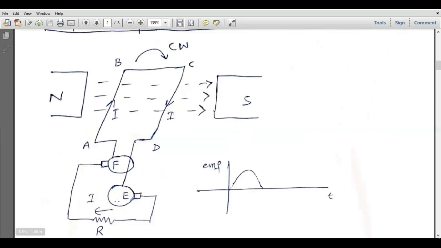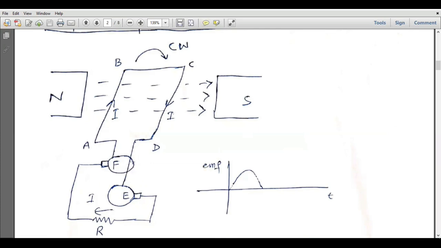There are two slip rings in this system, and the two ends of this coil are connected to the two slip rings. This is the first slip ring F, and with this slip ring we have a carbon brush. Similarly, this is the other end of the coil. It is also connected to this slip ring E, and this slip ring is connected to this carbon brush. Now these slip rings move along with the coil. As long as the coil moves, these slip rings also move, and these carbon brushes are stationary, so they are continuously sliding.